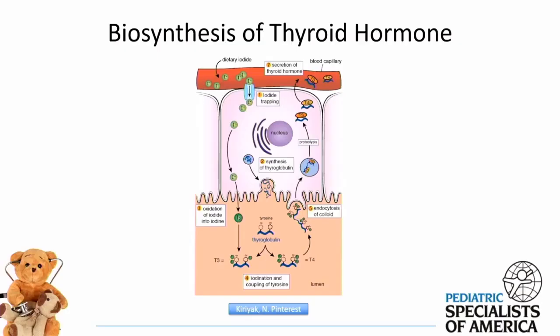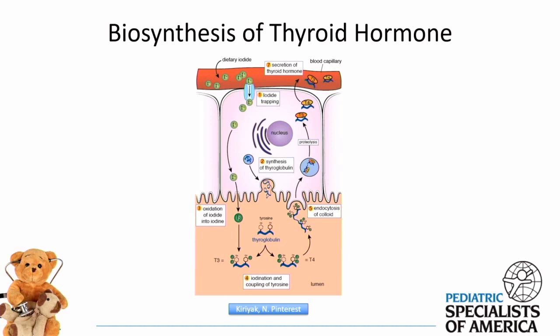Basically, can I get the first slide, please? Basically, the TSH, the thyrotropin, stimulates the follicular cell. TSH increases the absorption of iodine inside the cell and also stimulates the synthesis of thyroglobulin.